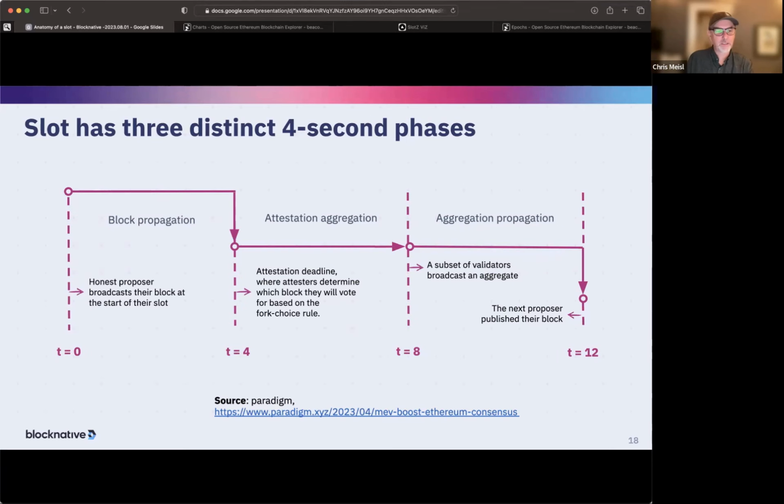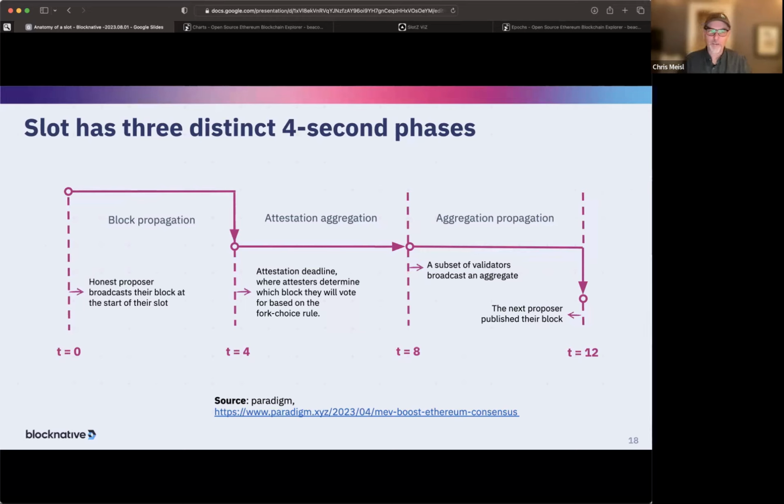So that's the first 4 seconds in this block propagation. And this is super important because what's typically happening is that block propagation doesn't occur at t equals 0. It's often occurring much closer to t equals 4. And that shrinks the timeline for all of the attestations to come in. And that is a key factor in why there might be missed blocks.